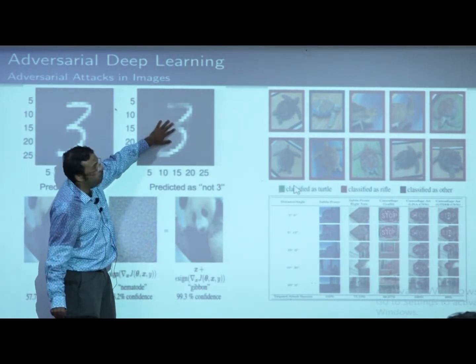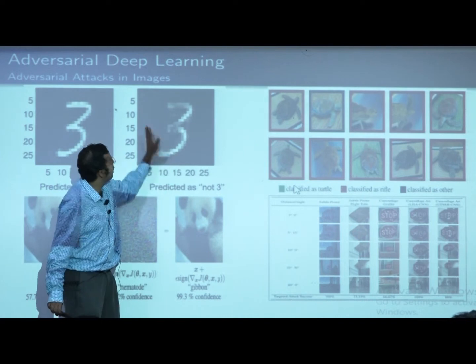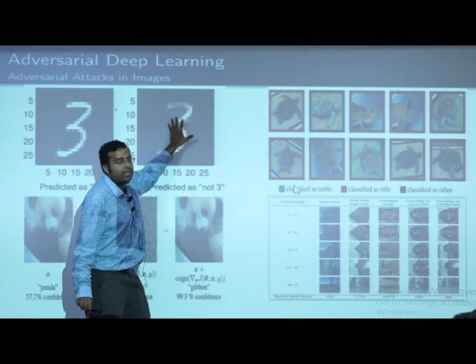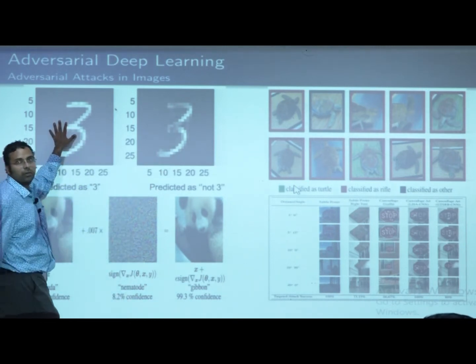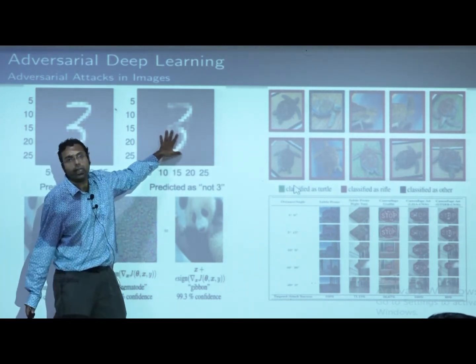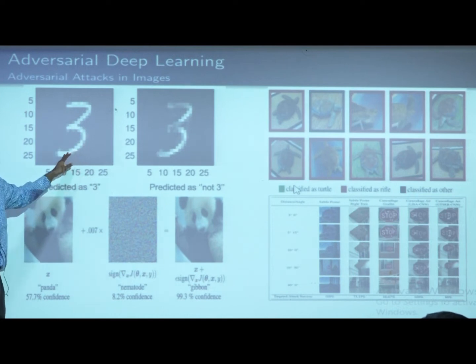But which way to blur? Blur here, blur here, blur here, add something here, here. That we have to figure out. That's the adversarial data. So you add adversarial data to this, you can mislead the classifier. This is in image classification of handwritten digits.